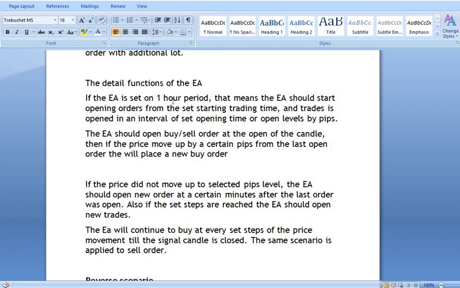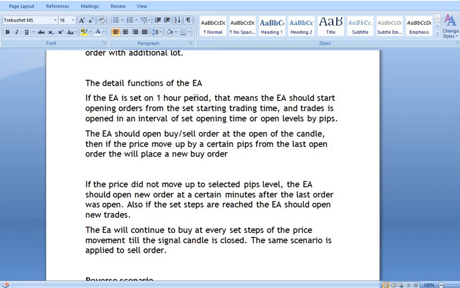If the EA is set on 1 hour period, what it means is that it's set on 1 hour, meaning that 1 hour time starting from the opening price, the opening time, the trading time. So the market started from 8 a.m. in the morning. Started from 8 a.m. in the morning.